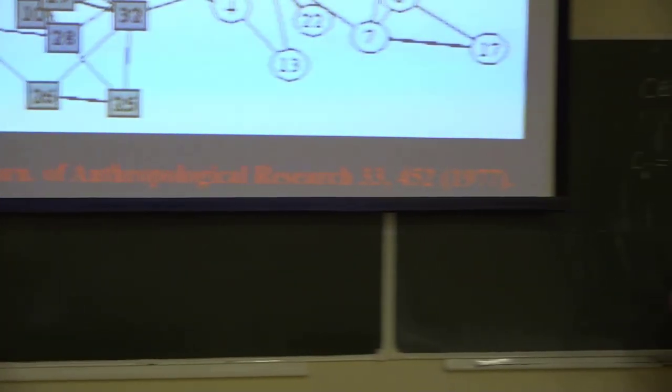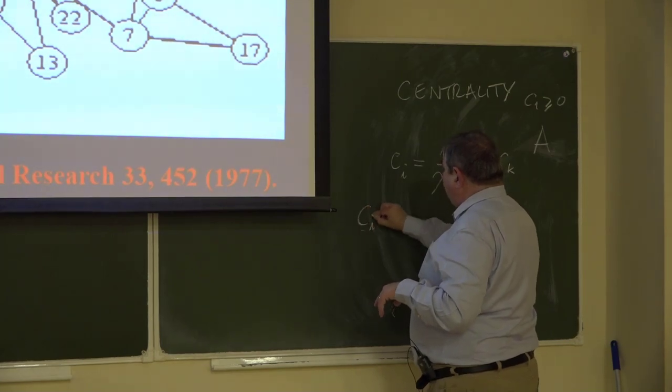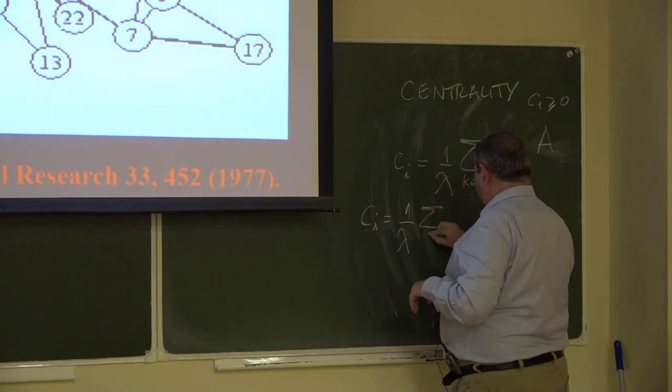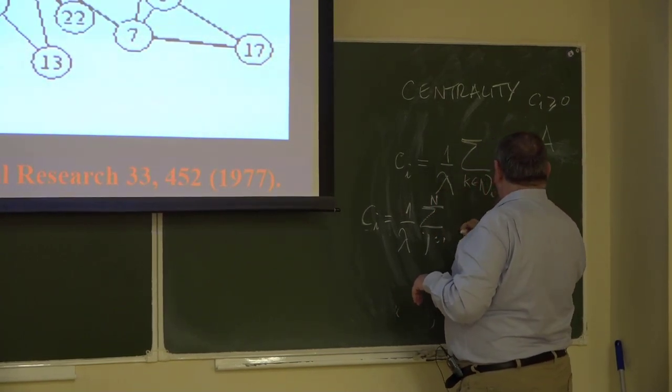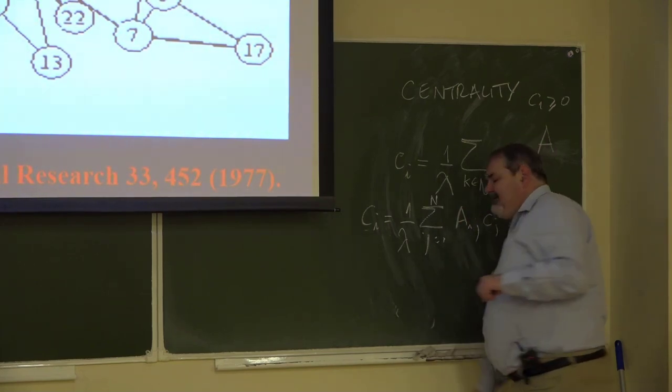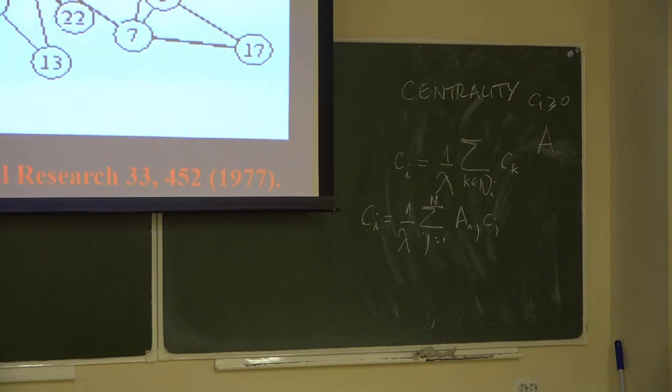Now, evidently, what I can do is rewrite this as C_i equals 1 over lambda, sum over j, A_ij C_j. Because I take the row i of the adjacency matrix, which is made of many zeros and some 1s. And the 1s of the ith row of matrix A are exactly the nodes which are connected to node i.